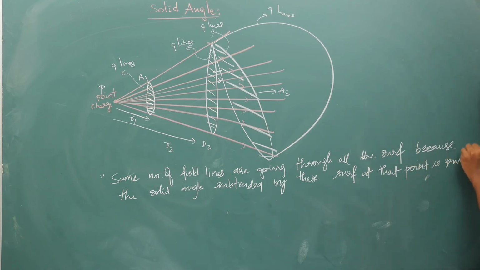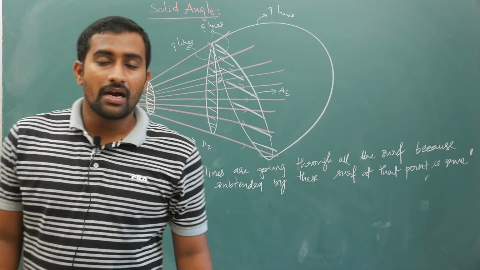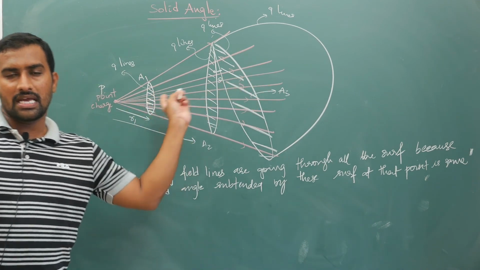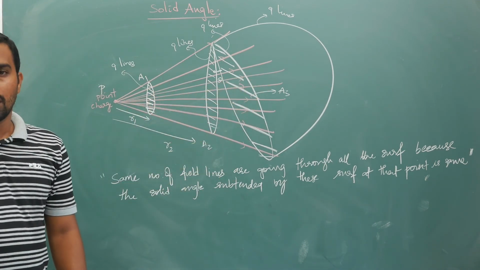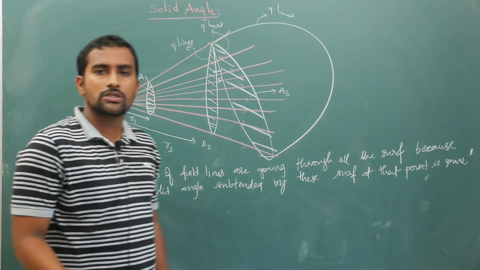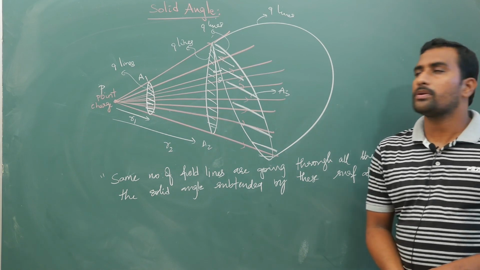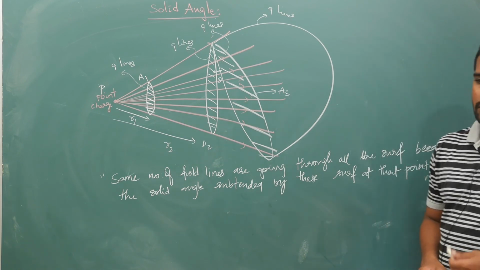Because the solid angle subtended by all these surfaces at this point is the same, we have the same flux, or the same number of field lines going through them. Now if the solid angle is different, then your flux will not be the same. Your flux is related to solid angle. So if the same number of field lines are going through, that means those surfaces will subtend the same solid angle at that particular point. Hope you have understood what I have explained.